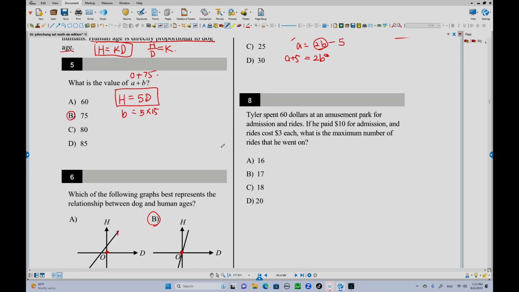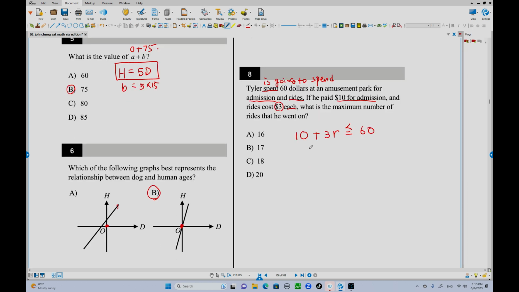Number 8. Tyler spent $60 at an amusement park for an admission ticket and rides. The admission ticket is a one-time payment. He paid $10 for admission, but each ride is $3 each. So if the number of rides is R, you can use 3R. This is his spending plan. Spend $60, so less than or equal to 60. That is the correct one.